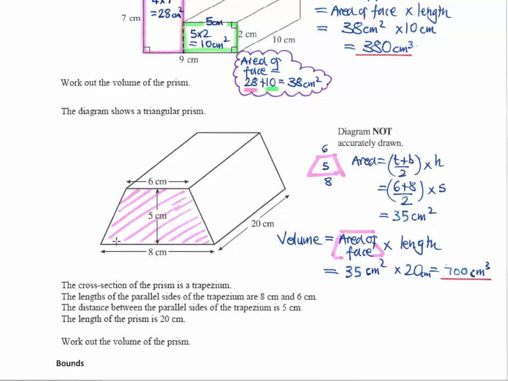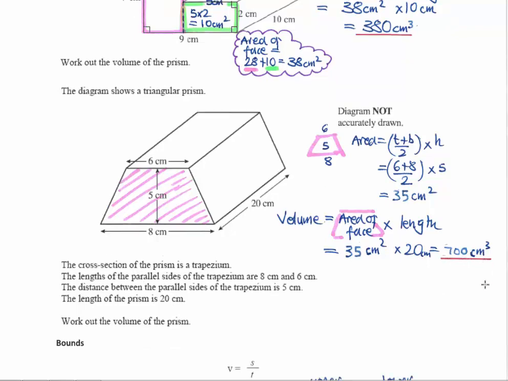So top is 6 and bottom is 8, so 6 plus 8 is 14, divided by 2 is 7, multiplied by the height, which is 5, gives you 35 square centimetres. So the area of this face is 35 square centimetres. And now we're going to take that and multiply it by 20, because that's how long it is, to get the volume. So 35 times 20 is 700 cubic centimetres.